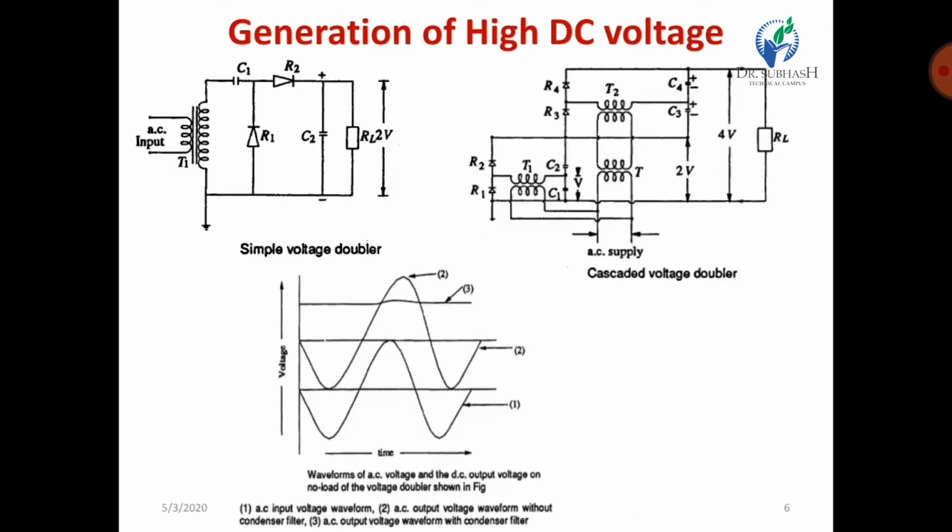Generation of high DC voltage. So we have seen two methods, half wave rectifier and full wave rectifier. There is one limitation: we can get output voltage only up to V maximum. If our requirement is more than V maximum, then we have to use a voltage doubler circuit. This is a voltage doubler circuit. In this circuit a capacitor is used and the output will be double the input voltage.